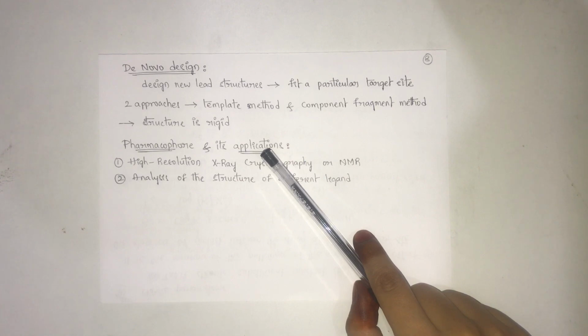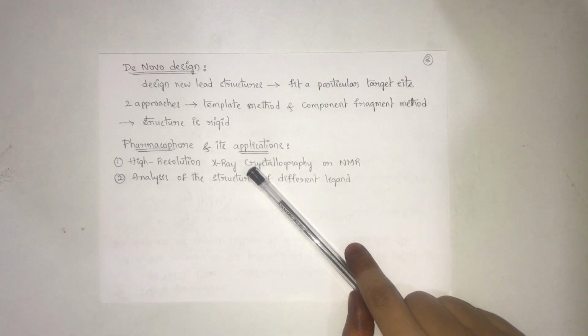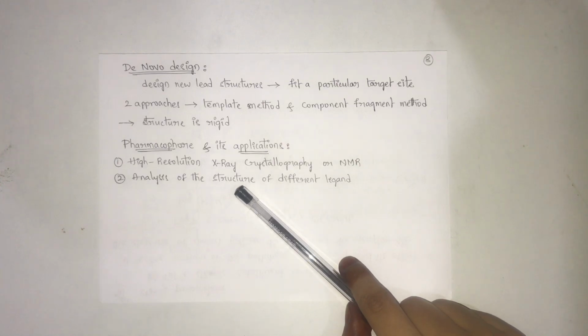Pharmacophores are frequently used as a tool for searching databases for compounds with similar pharmacophores. The coordinates of the pharmacophore and other relevant details are fed into the software program, which searches the appropriate databases for molecules with similar pharmacophores. Pharmacophores are also used to model binding sites in much the same way that a negative is used to produce a print of a photograph. Applications include high resolution X-ray crystallography or NMR and analysis of the structure of different ligands.